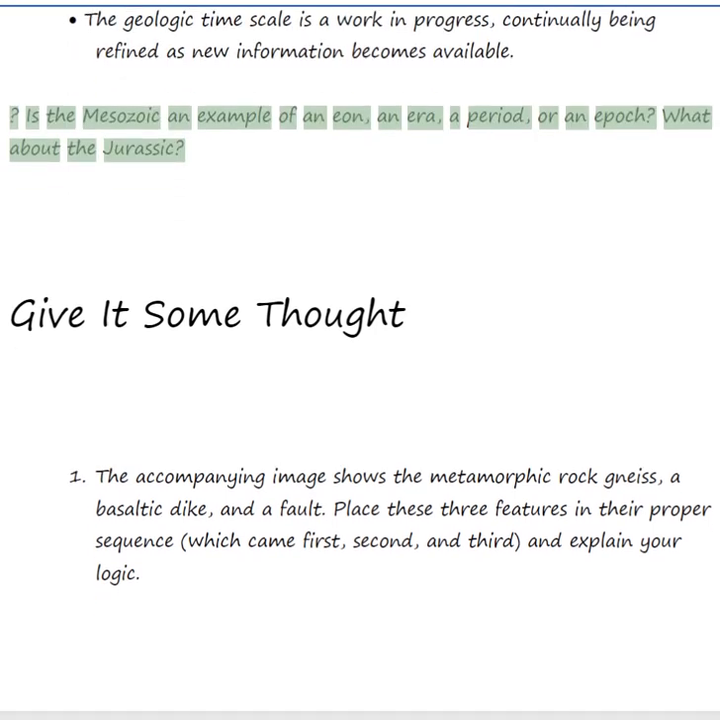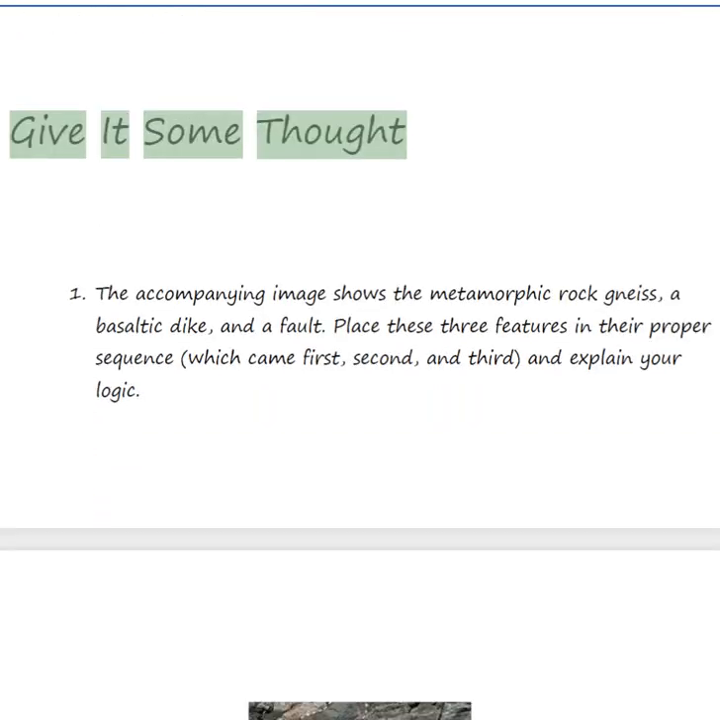Is the Mesozoic an example of an eon, an era, a period, or an epoch? What about the Jurassic? Give it some thought.